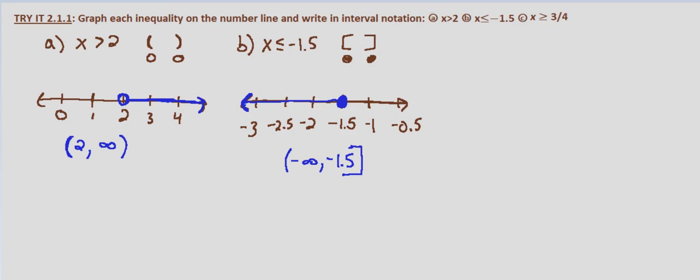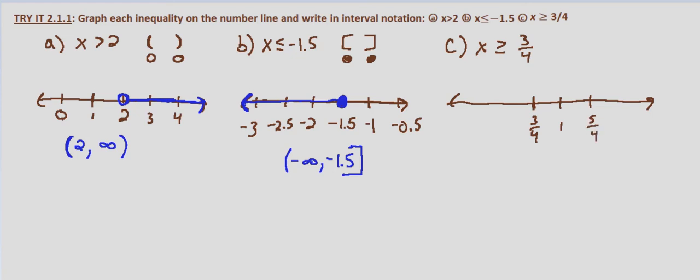Last but not least, with part C, we're given x is greater than or equal to 3/4. So again, I'm going to draw out my number line here, and since we're starting with a fourth, I'll make the tick marks in increments of 1/4. So let's say this is 3/4. This is 1. This is 5/4. This would be 1/4 more, which would be 3/2. Going the other direction, this would be 1/2, 1/4, and 0.